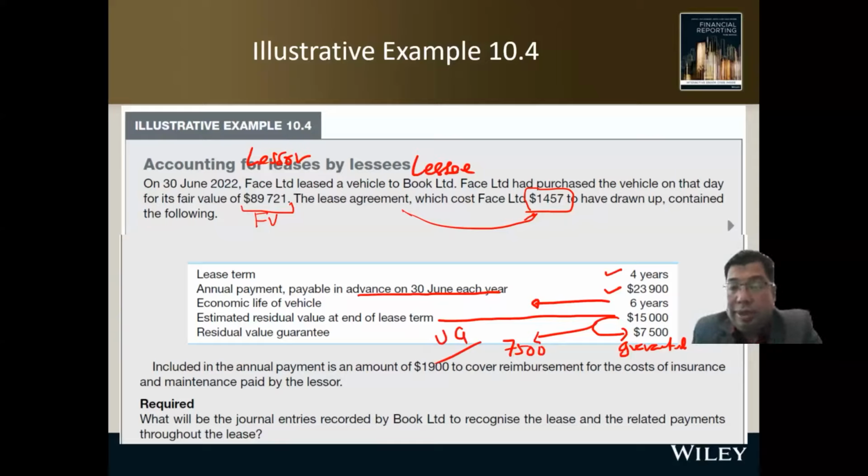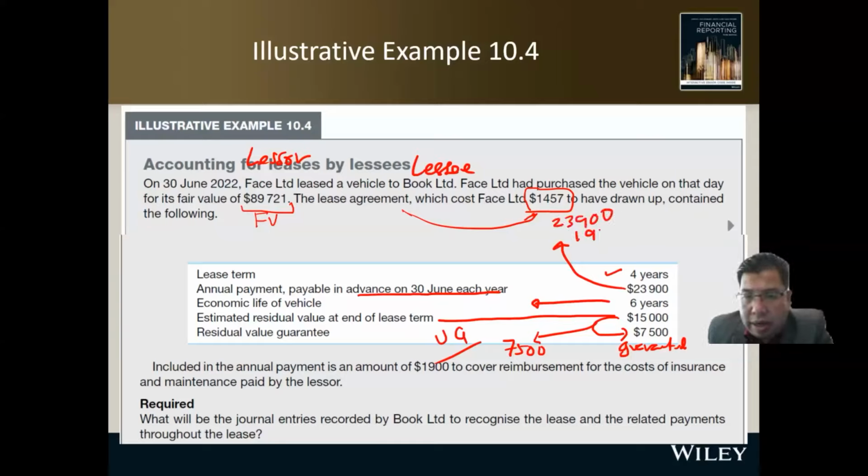No guaranteed in that estimation. Included in the annual payment is 1,900 to cover reimbursement of the cost of insurance. If you look here, we have a 23,900 payment, but 1,900 is for insurance. So for the identifiable asset, the payment is only 22,000. So this is the payment for the lease. The 1,900 is for insurance. This is a prepaid insurance.